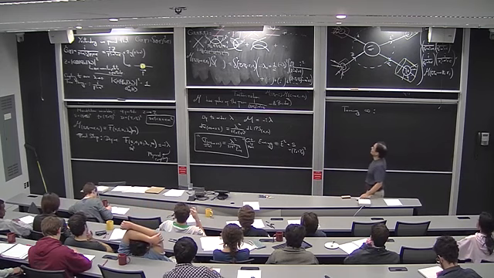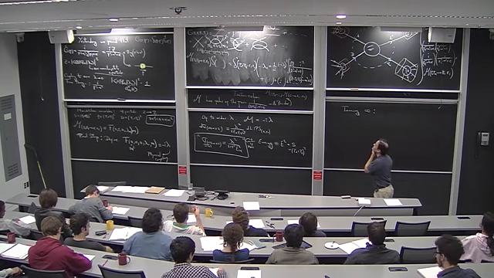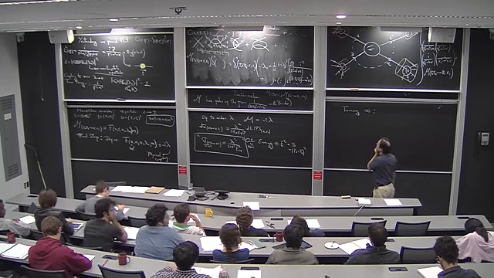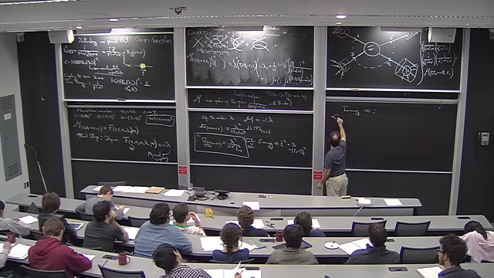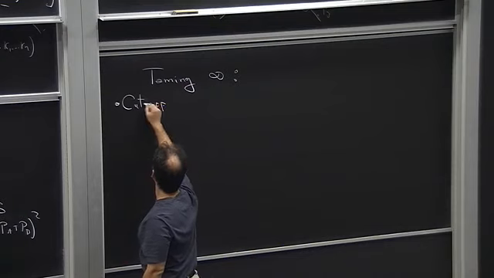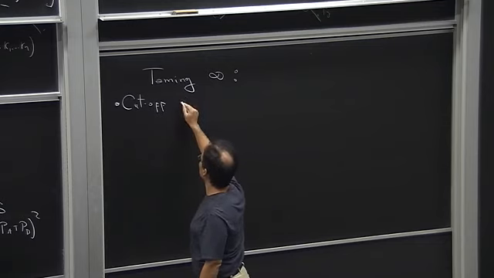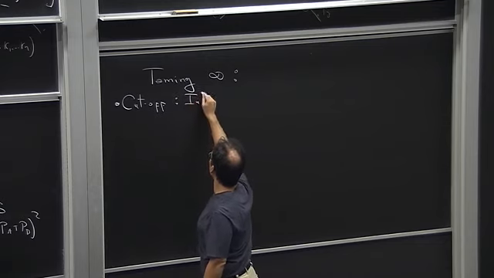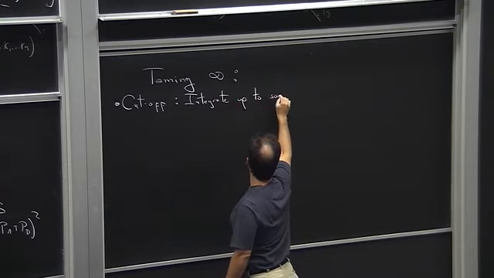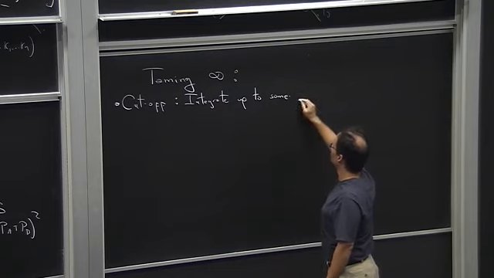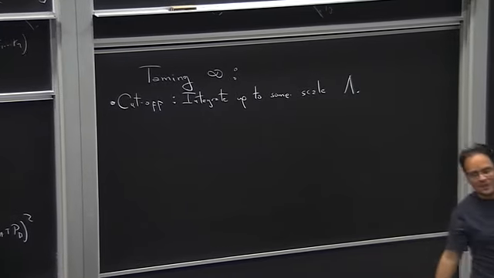So what do we do with these infinities? Well, basically the answer is whatever you can. Let's mention some of the things that people have done. So we have a cutoff. You just try to carry out the integration up to some scale lambda. Why is this not very satisfying?